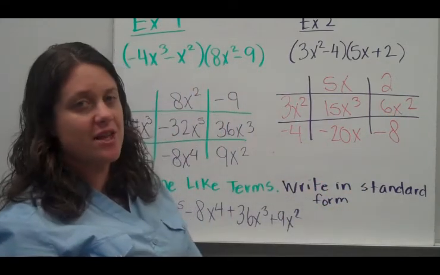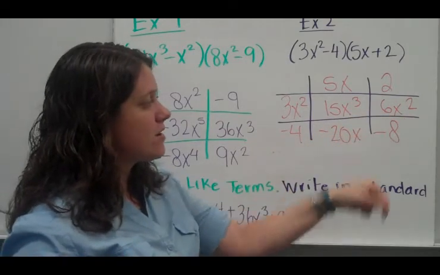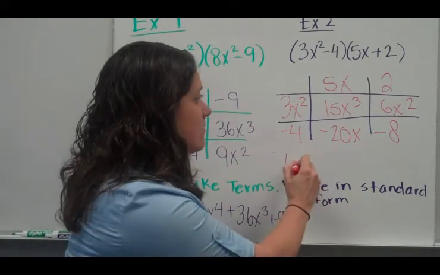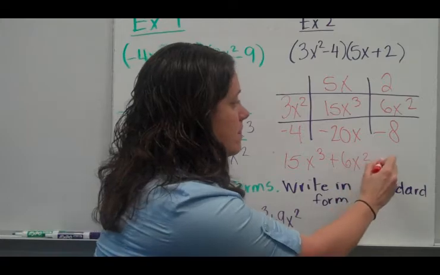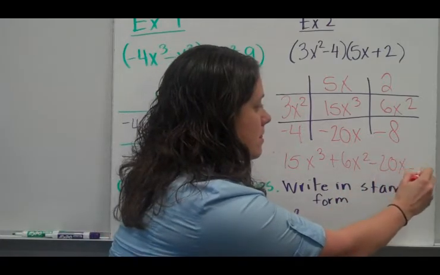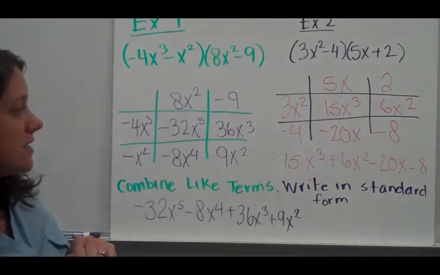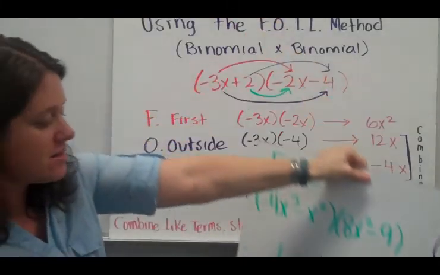Then I look to see if anything can be combined. I see the third, the second, the first power, and nothing. So since nothing can be combined, I'll just write my answer in standard form. And that is my answer. Okay, so again, make sure you combine like terms and make sure you write your answer in standard form. Alright, so let's move on to the other method.